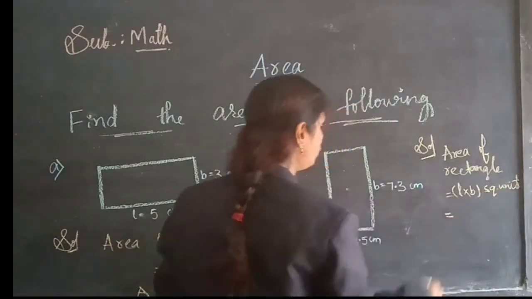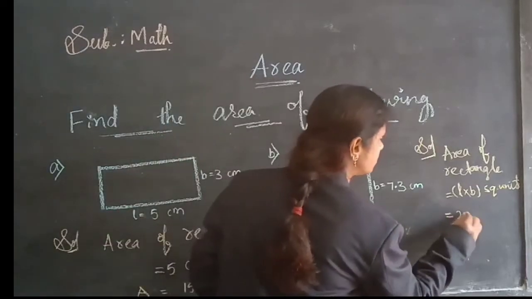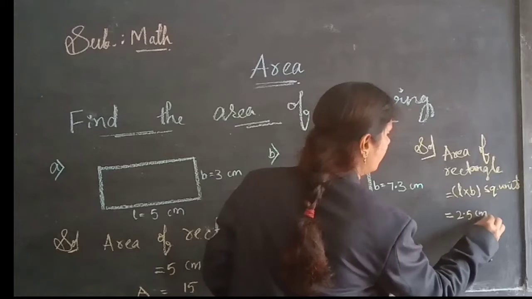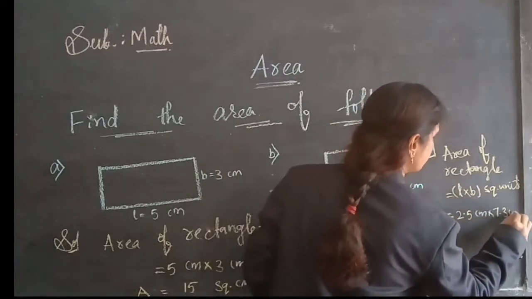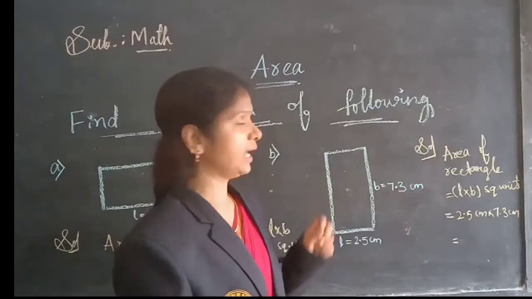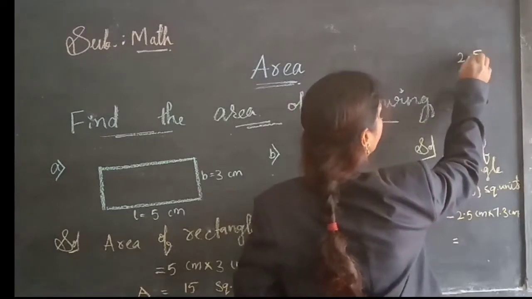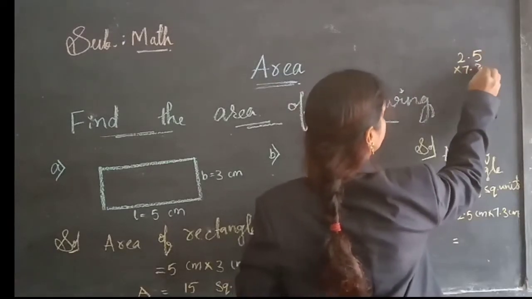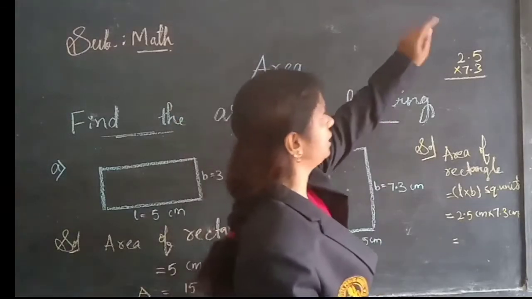So here, length into breadth square units. Length is given as 2.5 centimeters into breadth is given as 7.3 centimeters. So let's multiply 2.5 and 7.3 here. Later on we can keep the decimal point, children. First we will multiply here.